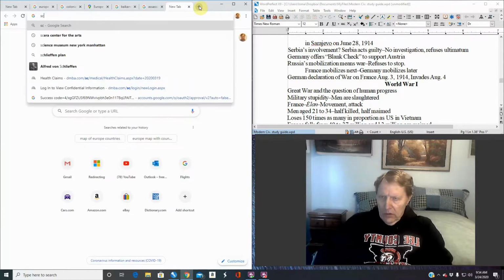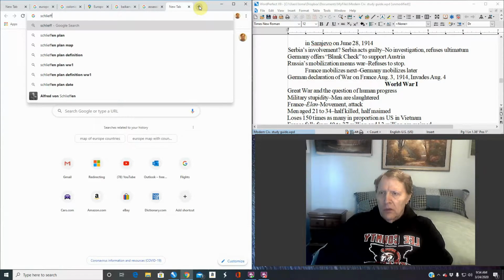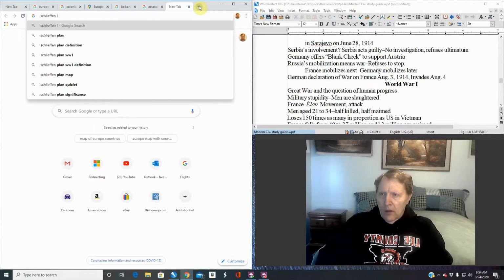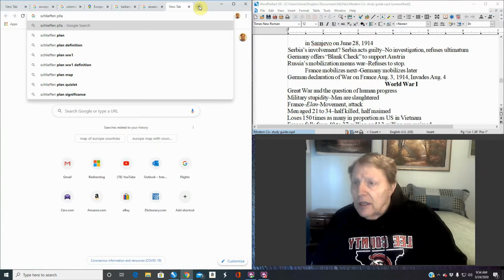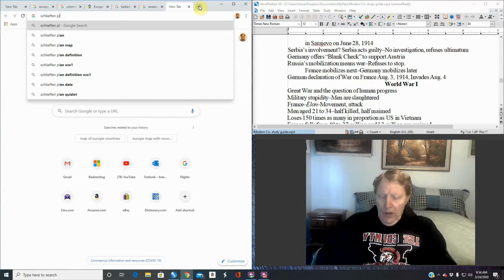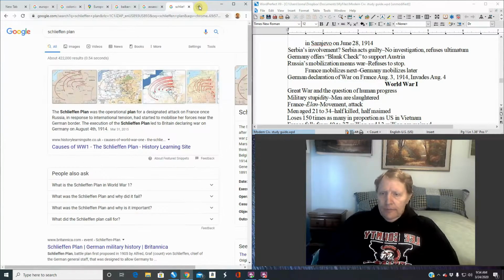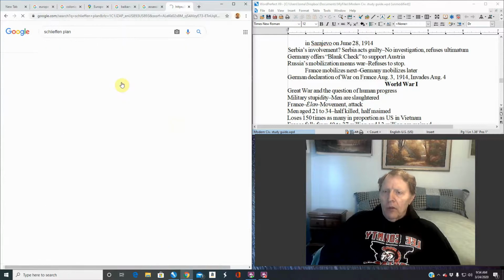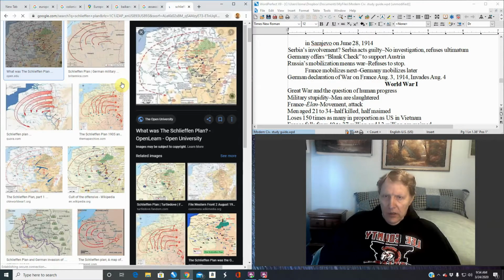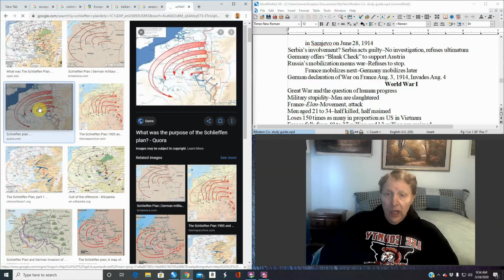So, getting into too much detail. Let's see if we can get a Schlieffen plan up here. Germans decide that they have to attack France. The idea is this. It's kind of a complicated map. Maybe this is a little bit easier to look at.